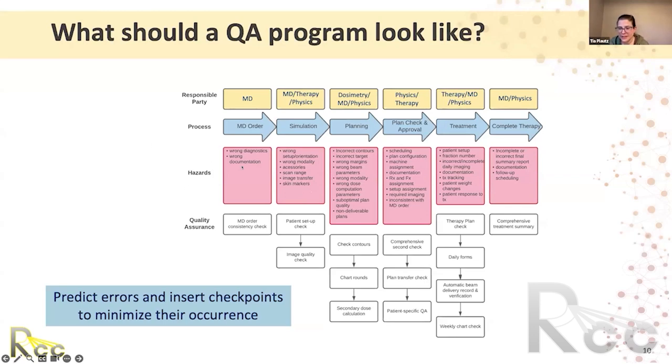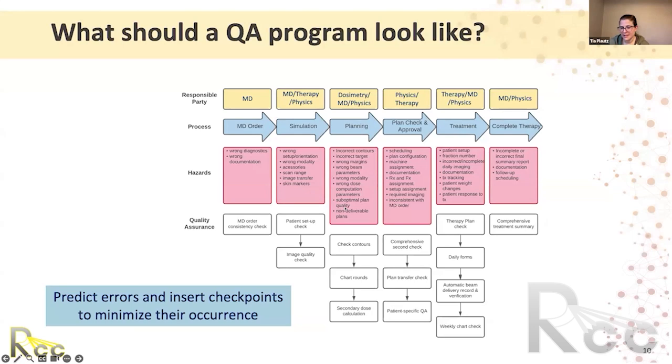And then for every hazard, we want to come up with some sort of quality assurance check, which is shown in this level, that could possibly catch and eliminate these errors before we make it to the next stage in the process. So for example, one of the most complex steps in our process is, of course, the planning step.